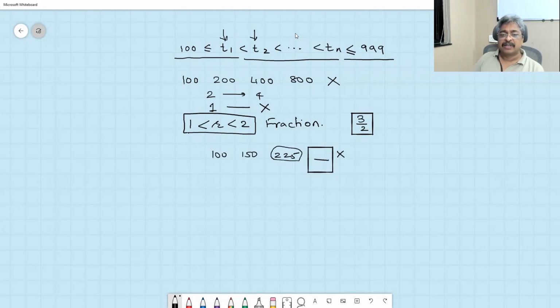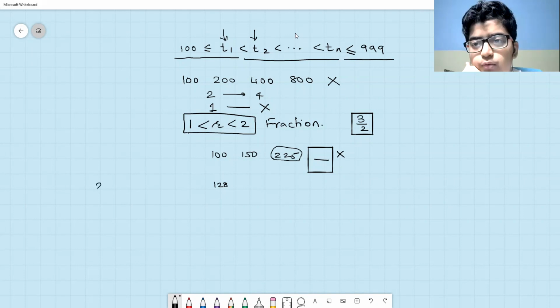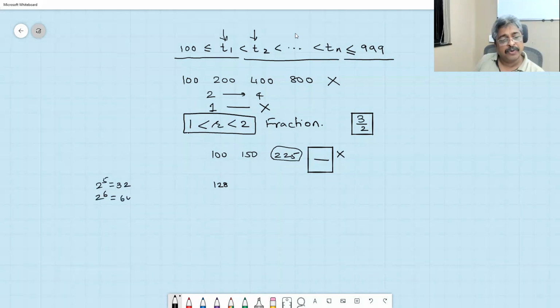And therefore, the obvious thing we should do is, if we take ratio 3 by 2, we should have plenty of 2's to start with. 128 has got 7 2's in it. 2 raised to 5 is 32, 2 raised to 6 is 64, 2 raised to 7 is 128. So this is 2 raised to 7.